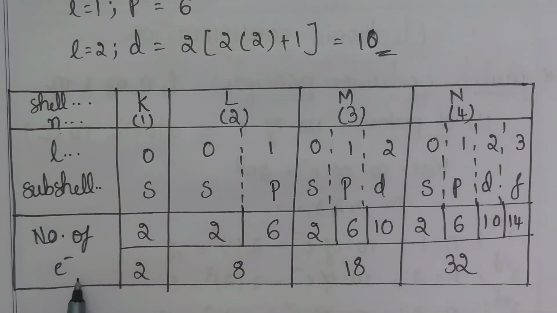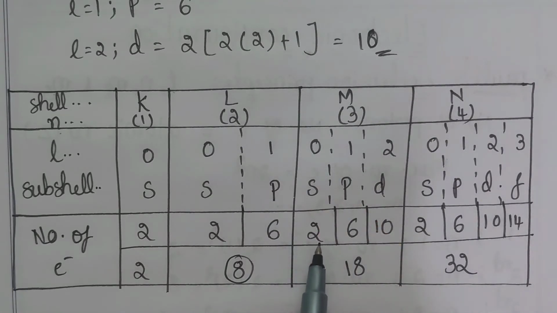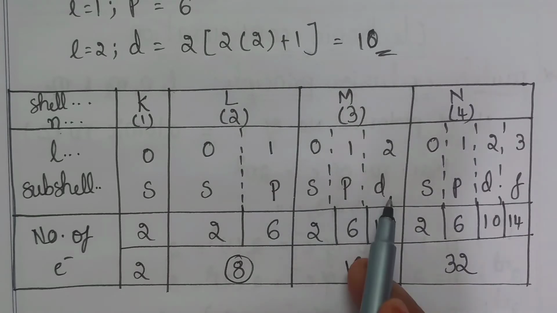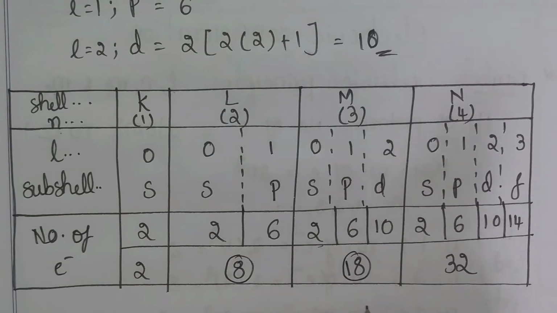The number of electrons in the K shell is 2. In the L shell, in the S subshell we have 2 and in the P subshell we have 6, so the total number of electrons in the L shell is 8. Similarly, the M shell has 3 subshells, S, P and D. There are 2 electrons in the S subshell, 6 in P and 10 in D, so the total number of electrons is 18. Similarly, the N shell has 32 electrons.